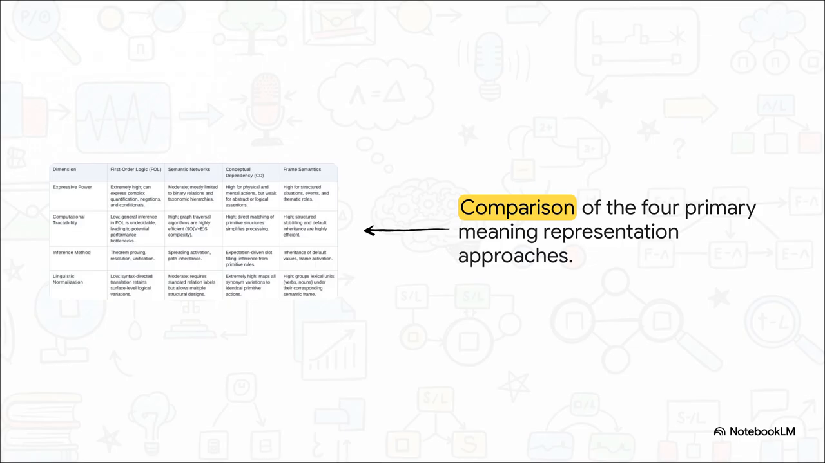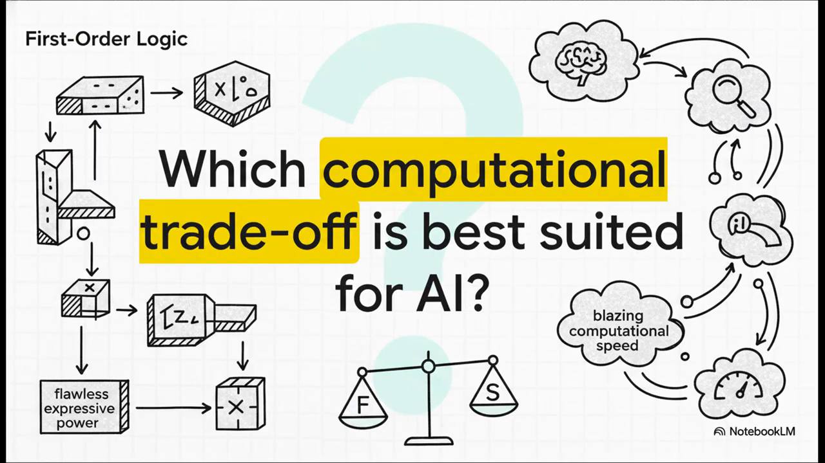Plus, while conceptual dependency is a total game changer for normalizing different synonyms into one identical action, it kind of struggles with mapping out abstract concepts compared to the situational, slot-filling structure of frame semantics. Understanding these specific trade-offs is absolutely crucial when engineers are deciding how to build an AI system. And this brings us to a pretty massive realization about the field of natural language processing. There is literally no single perfect blueprint. Building an AI requires choosing the exact right tool for the job.